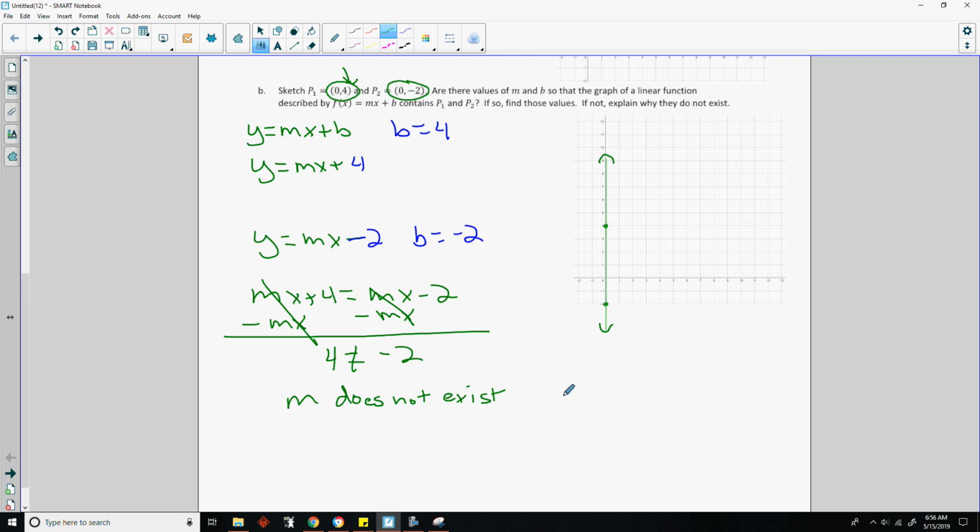Okay, when we have a vertical line, slope is undefined. The other reason for this is we have an x mapped onto two different y's. And when that happens, we do not have a function.